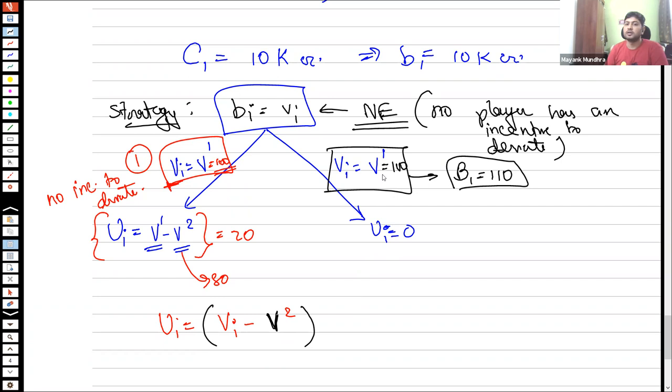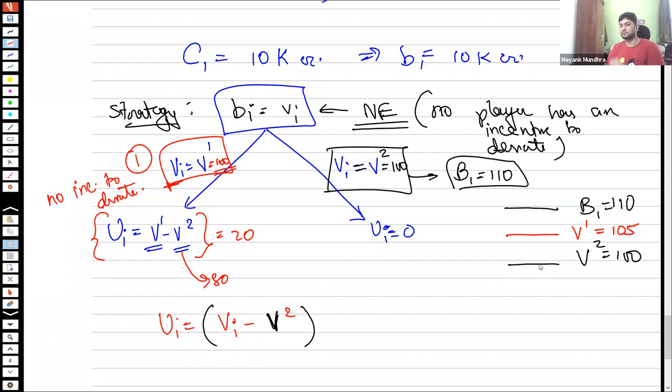So this is V1 not equal to V2. Suppose you were the second highest bid at 110, but you bid an amount 105. So what I'm saying is that this is your valuation V1, which was 100. You bid an amount B1, which is equal to 110. Your valuation is V2, second highest bid. The highest bid is actually 105.